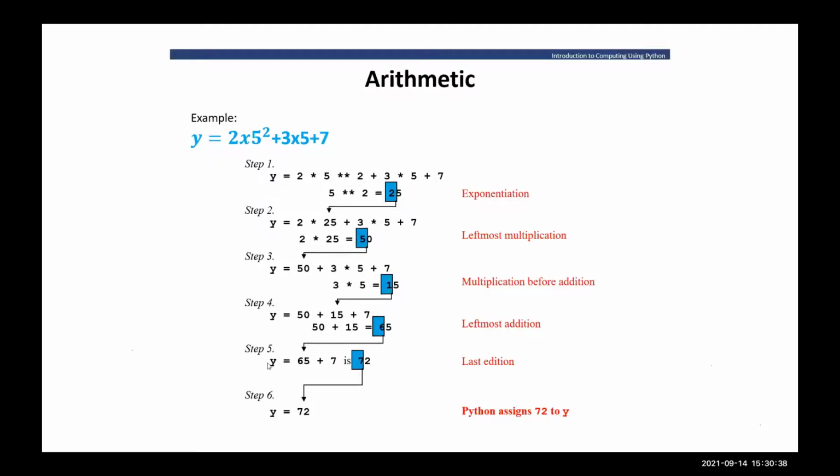Because I have the same operation, I evaluate them from leftmost to rightmost. So I will first calculate 50 plus 15, then add the result to 7. And in the last step, which is step 6, y will equal 72. So if you write this expression in Python, Python will assign 72.